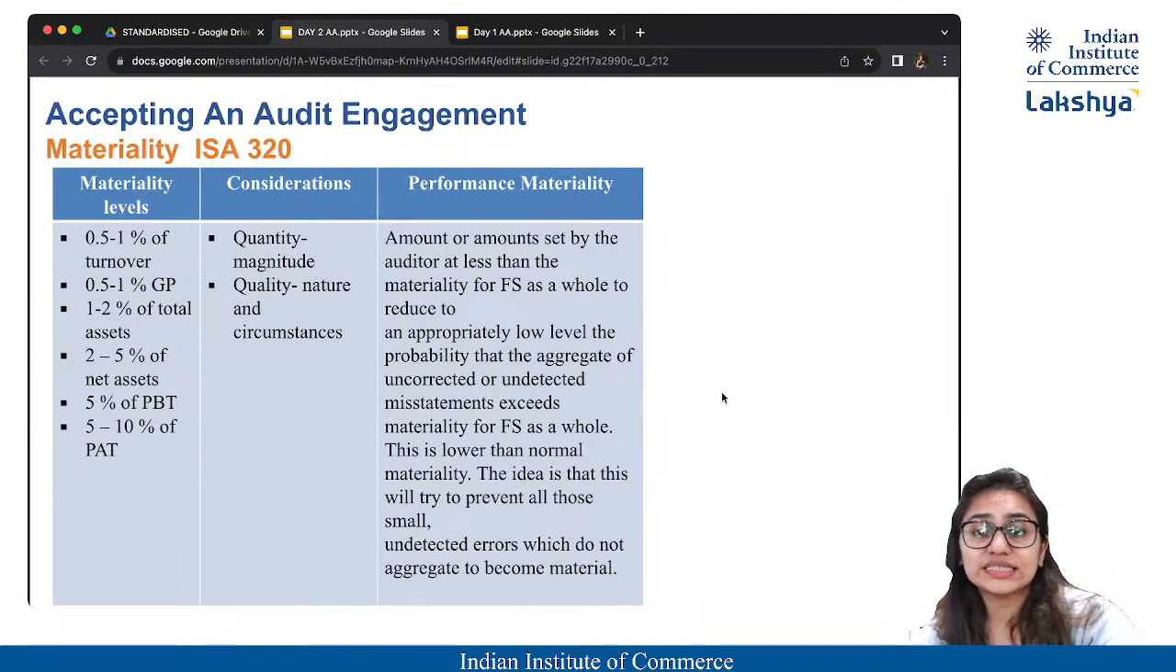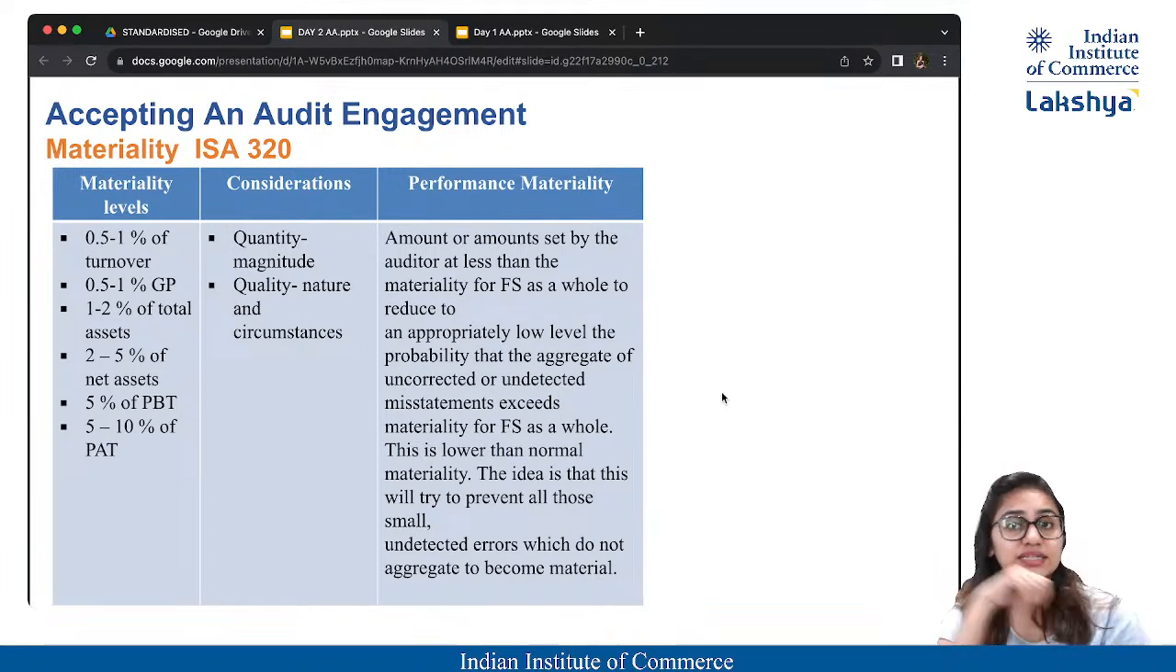Now, materiality is explained in detail further: the materiality levels, materiality considerations, and performance materiality. So there's one more topic of performance materiality.